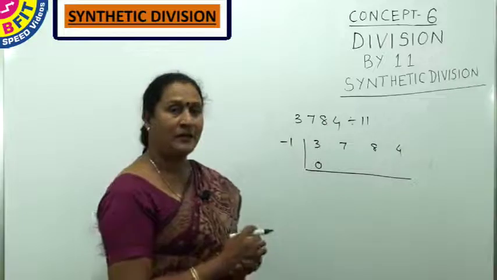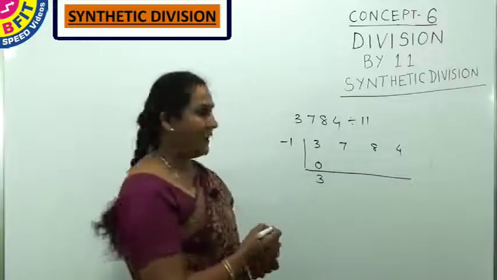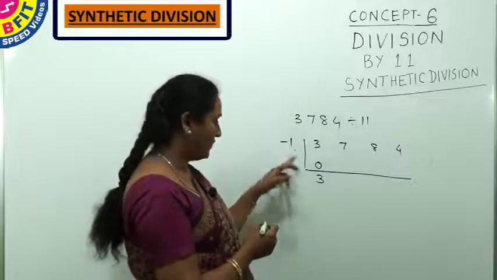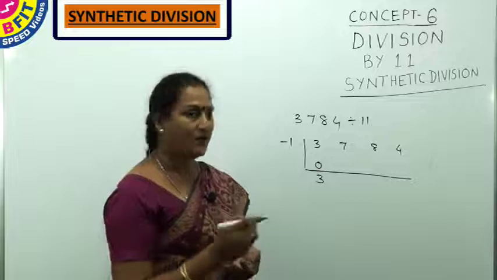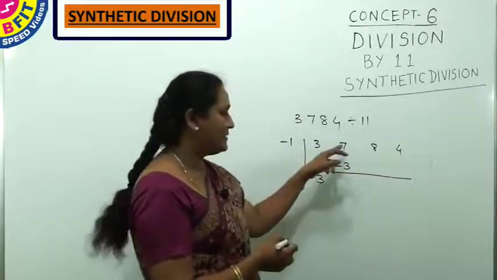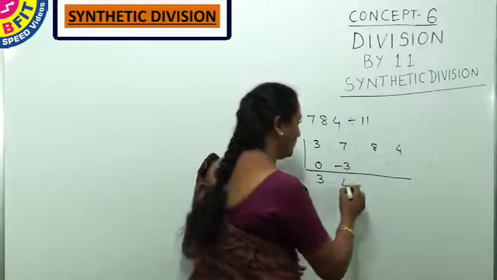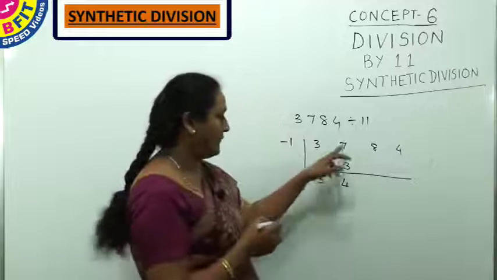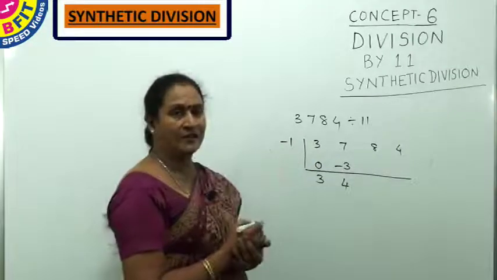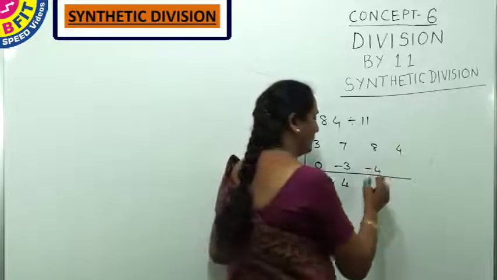So what is 3 plus 0? It is 3. And now multiply minus 1 and 3. What is the product of minus 1 and 3? It is minus 3. Now add 7 and minus 3. So 7 minus 3 is 4. After getting this answer, multiply this 4 again with minus 1. So 4 into minus 1 is minus 4.